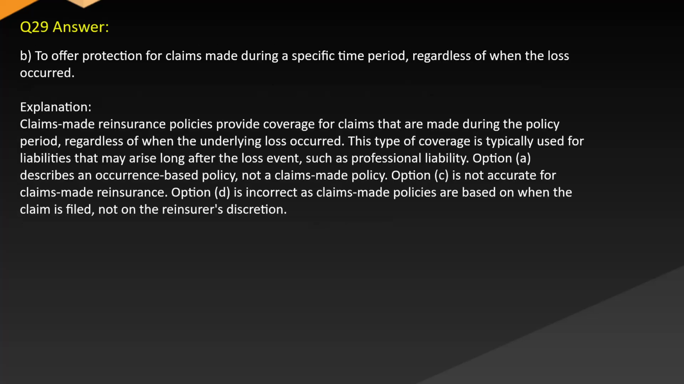Answer: B. To offer protection for claims made during a specific time period regardless of when the loss occurred. Explanation: claims-made reinsurance policies provide coverage for claims that are made during the policy period regardless of when the underlying loss occurred. This type of coverage is typically used for liabilities that may arise long after the loss event, such as professional liability. Option A describes an occurrence-based policy, not a claims-made policy. Option C is not accurate for claims-made reinsurance. Option D is incorrect, as claims-made policies are based on when the claim is filed, not on the reinsurer's discretion.